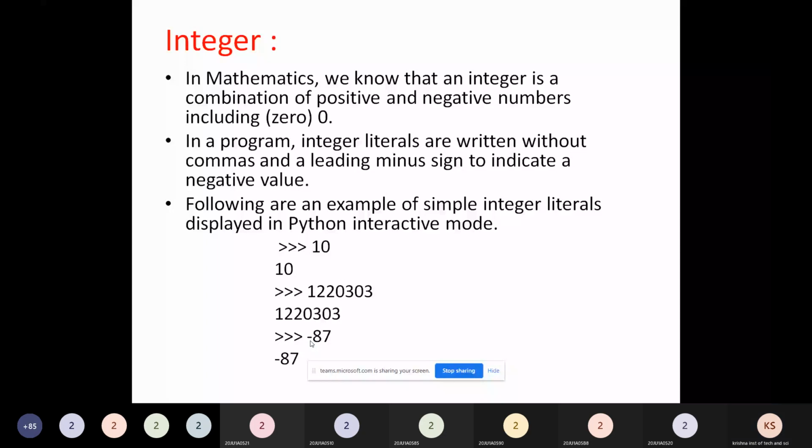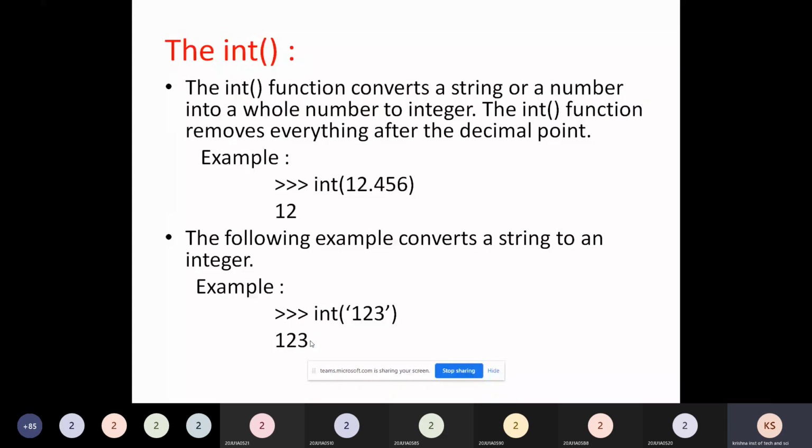Next, the int function. If you want to convert a data type, for example, a floating point value such as 12.456, into integer type, you can use the int function. The int function converts a string or a number into a whole number, an integer only. So you can give either a floating point value or a string value, and it can be converted into integer type.